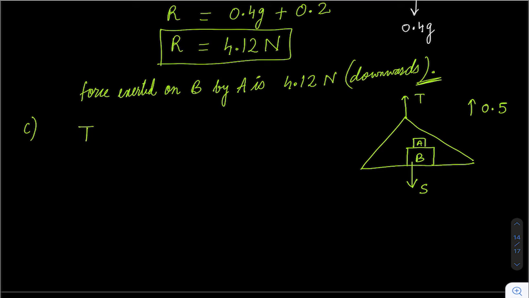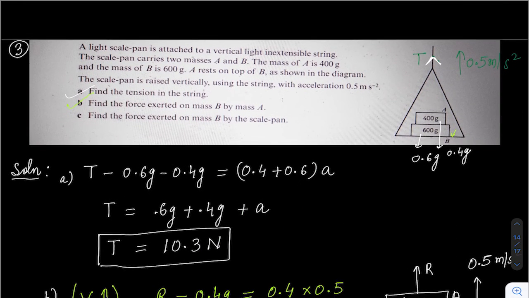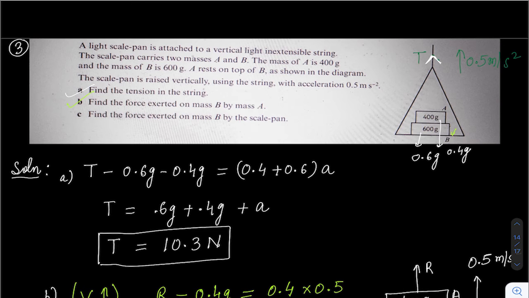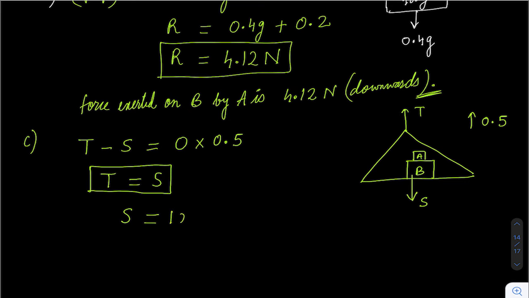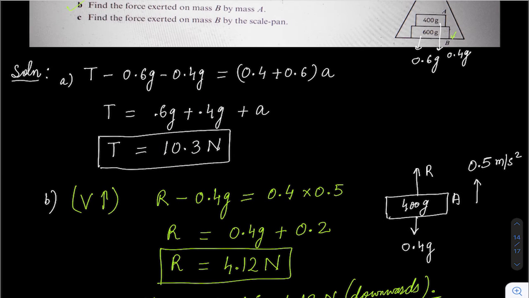So what's my equation? T minus S is equal to the net force, which is mass times acceleration. Now in the question it's given that the scale pan is very light, so we have to neglect its mass. That is 0 into acceleration of 0.5. So from this I get tension equal to S, and we already know the tension is 10.3. So S is 10.3 newtons. This is the force exerted by mass B on the pan.